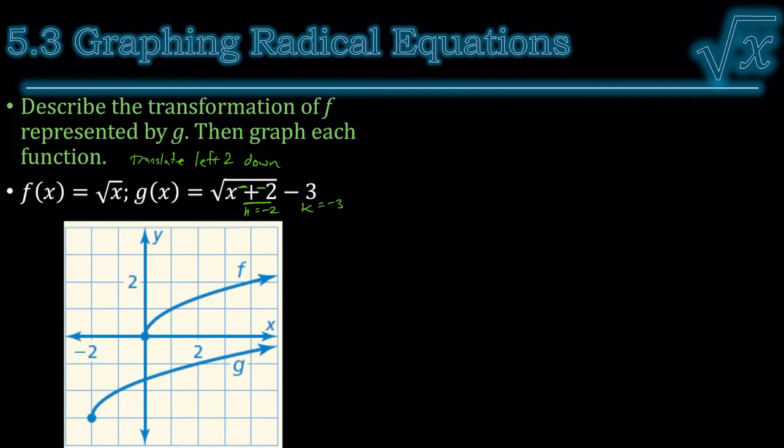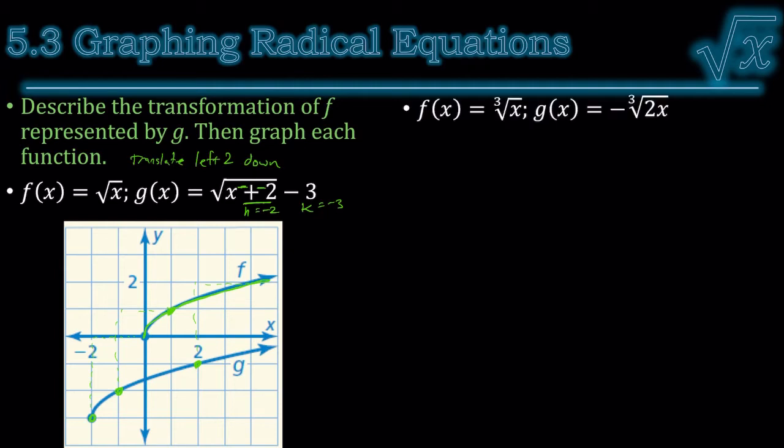And there's the graph. So this is the original square root. Everything went left 2 and down 3. That point went left 2, down 3. This point went left 2 and down 3. Let's try another one.